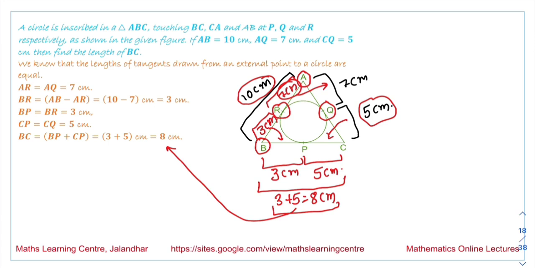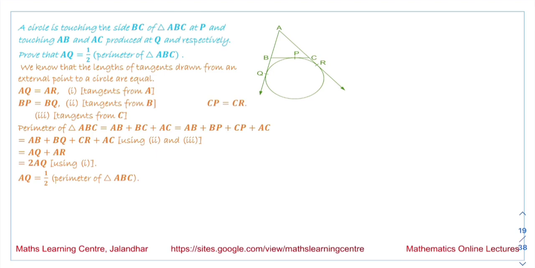Next is a circle touching the side BC of a triangle ABC. This is the triangle ABC given to us, and a circle is touching the side of this triangle at the point P, and touching AB and AC produced at the points Q and R. We have to prove that AQ is equal to half the perimeter of the triangle ABC.